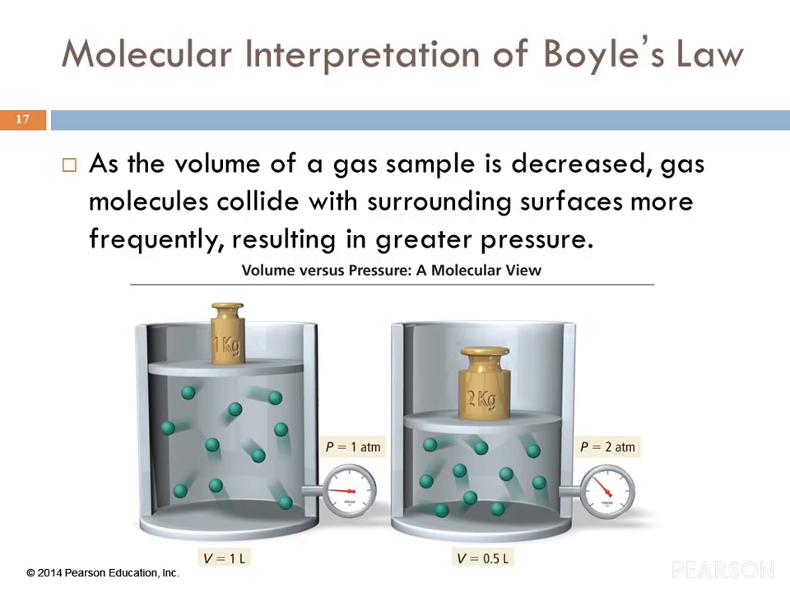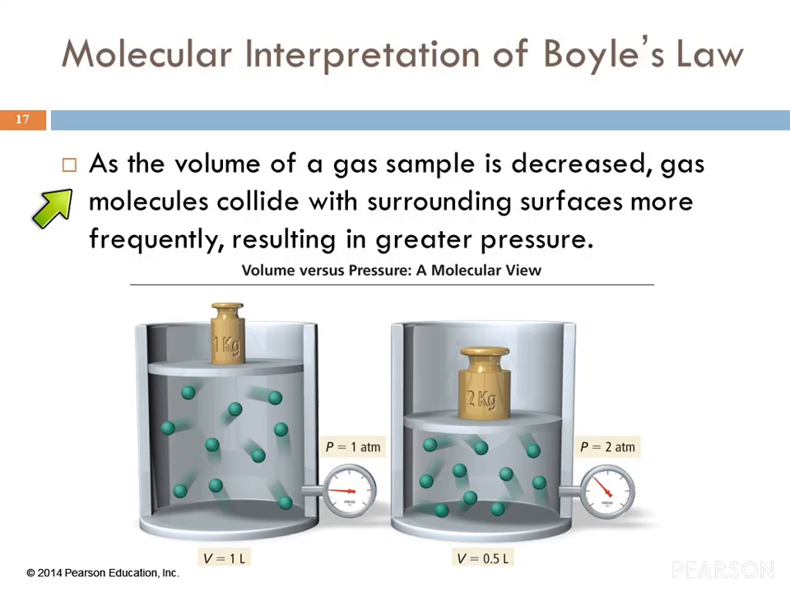Well, let's look at what's going on with the molecules when we're thinking about Boyle's law. So here we have a volume of gas. It's 1 liter, and the pressure is 1 atmosphere. And we see there's a weight on here, putting pressure on the gas. If we double the weight, so that was 1 kilogram, this is 2 kilograms, so now the pressure is 2 atmospheres. We doubled the pressure, we cut the volume in half.